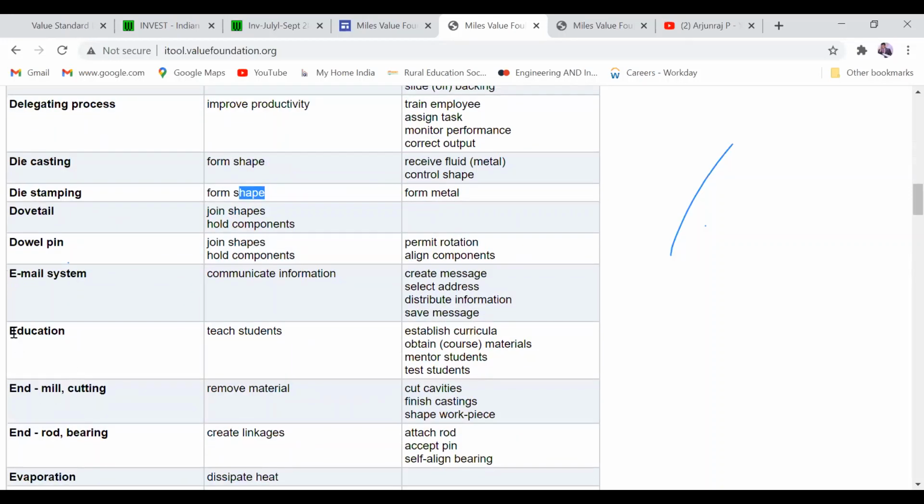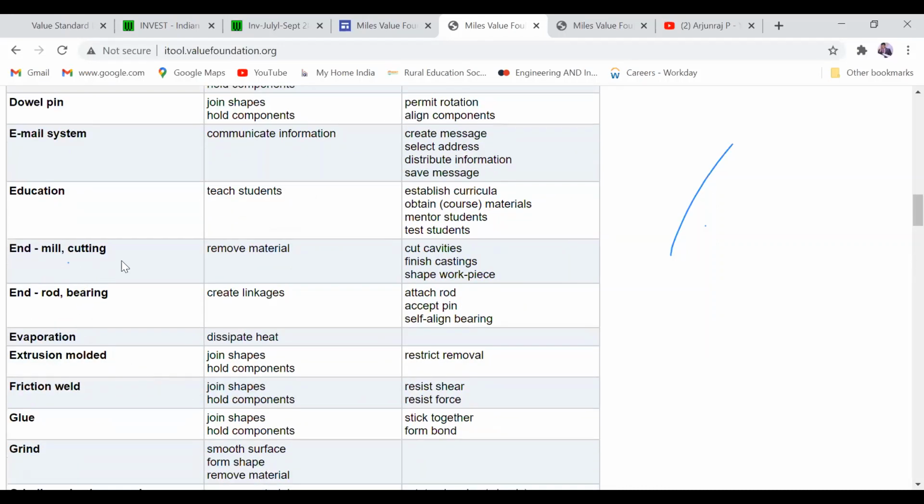Okay, so we have education. Why do you need to educate? To teach students, right? Education is to teach the students. Basically, you are testing the students and mentoring the students. The professors educate the students. They teach the students, they create the syllabus, they give the course material, and they also mentor the students.